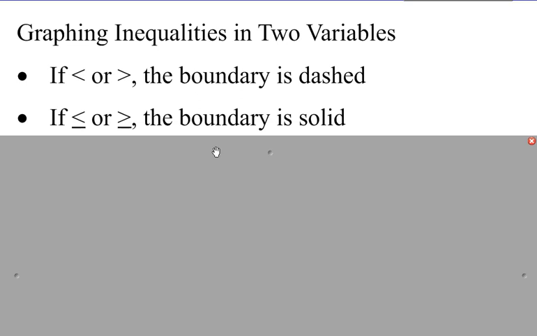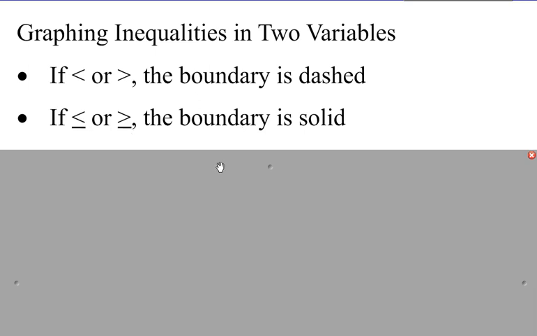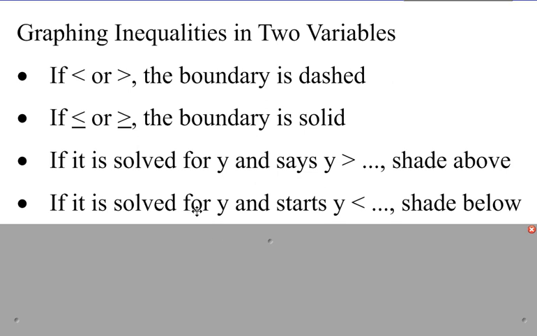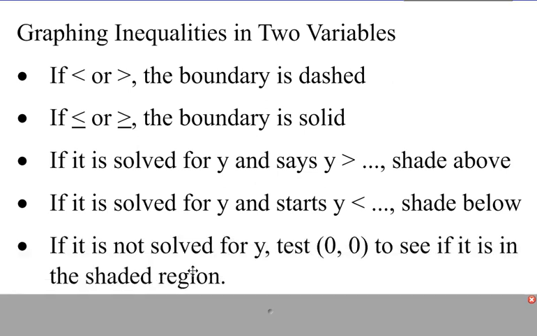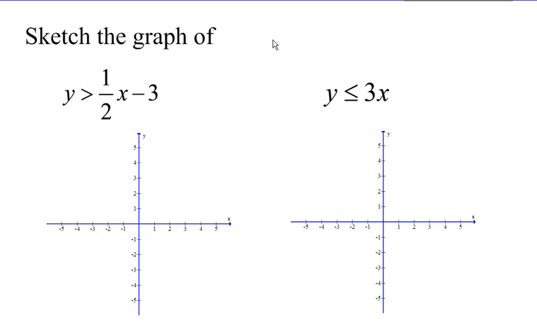Now let's first refresh our memory on some things we already remember about graphing inequalities. First of all, if we don't have an equal sign underneath the greater than or less than, the boundary is dashed. But if we do have an equal sign, the boundary is solid. Next up, if we have the equation solved for y and it says y is greater than, we can just shade above. And if it's solved for y and it says y is less than, we can shade below. And lastly, if it's not solved for y, we're going to test the point 0, 0. It's easy math, and then we can see if 0, 0 is in the shaded region, and that'll help tell us where to shade.